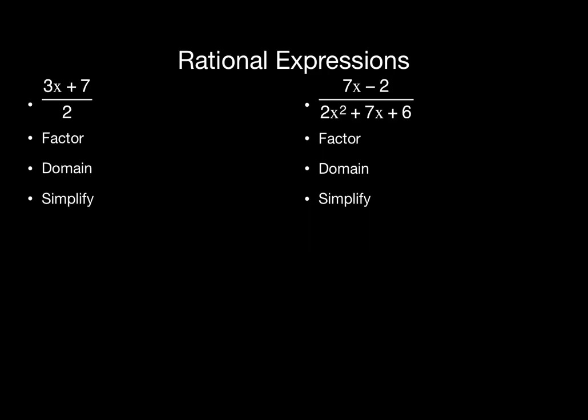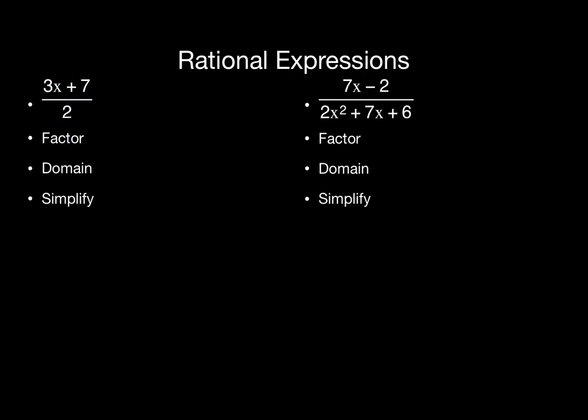When we do it, we need to consider some things. First thing we're going to consider is, can it be factored? That's why I have factor. So I look at this one and I say, can this be factored? Do these two terms have anything in common? No, they do not. Are they both divisible by 2? No, they are not. So at that point, this expression is called a rational expression.